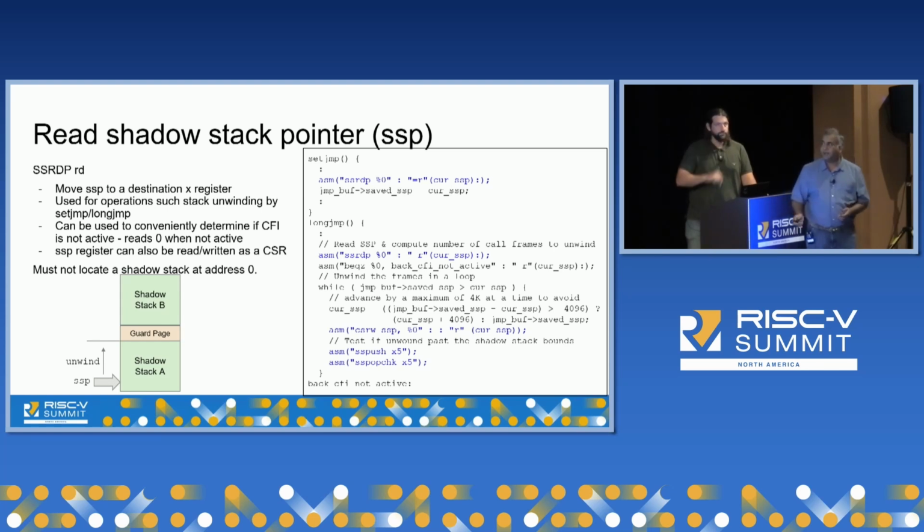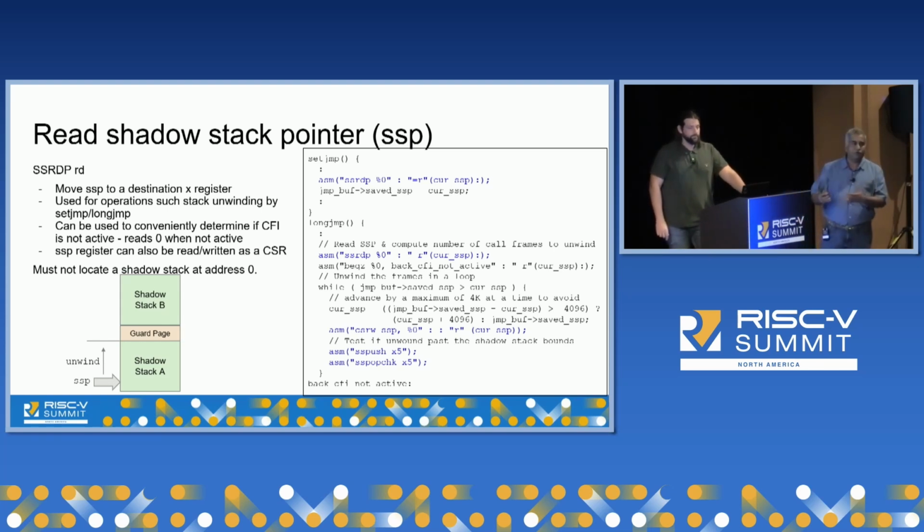And this is useful for a couple of purposes. One, and I'll talk about how these instructions are encoded, when shadow stack is not active, the ssreadp will always write 0 to its destination. So it's a very convenient way of detecting whether shadow stacks are active.